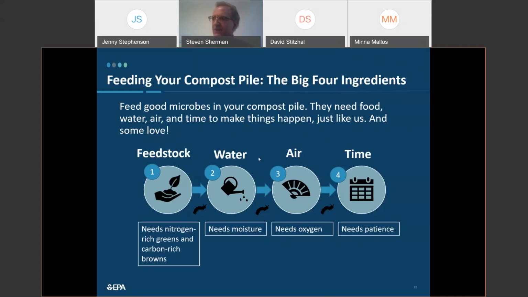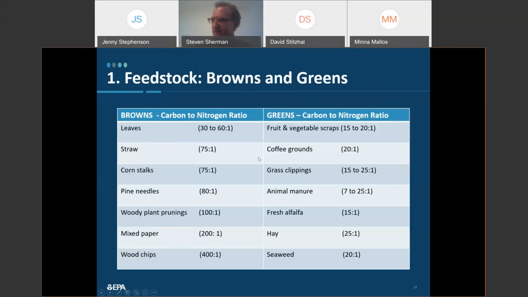So feedstocks are the raw materials used during composting. It's important to have a sense of the characteristics of the feedstocks to be composted, and feedstocks are characterized by their carbon to nitrogen ratio. What we call greens provide nitrogen, and what we call browns supply carbon. The microbes need both, kind of like needing protein. Greens are kind of like protein-ish, and the browns are kind of carbohydrate-like for us.